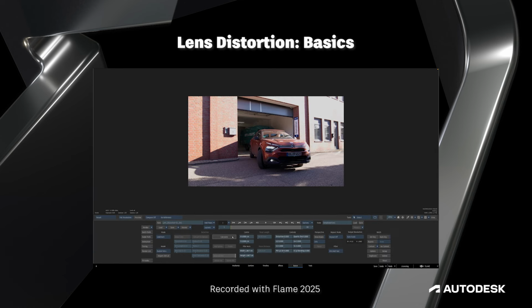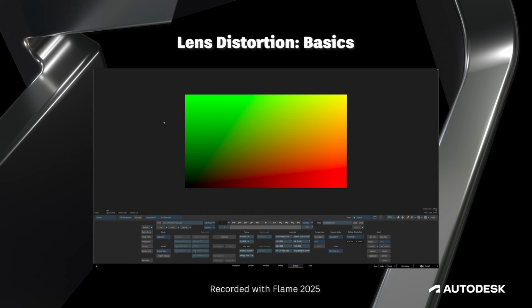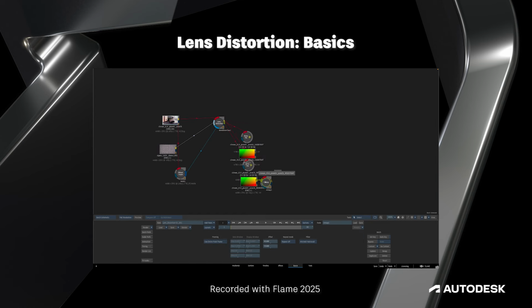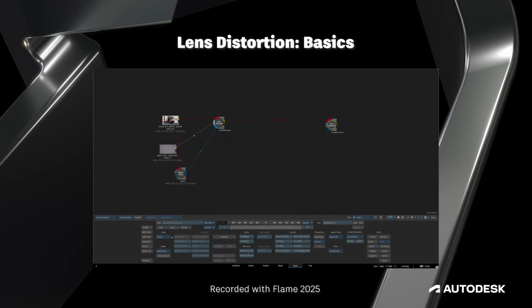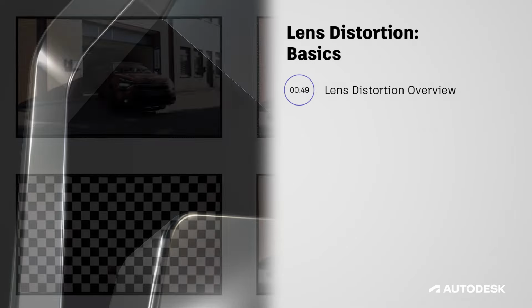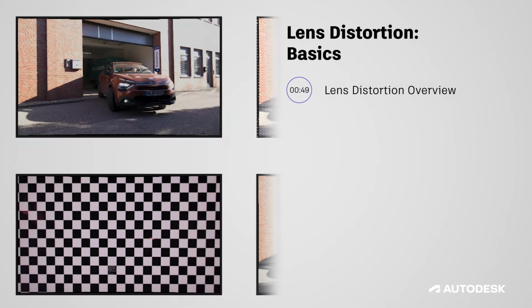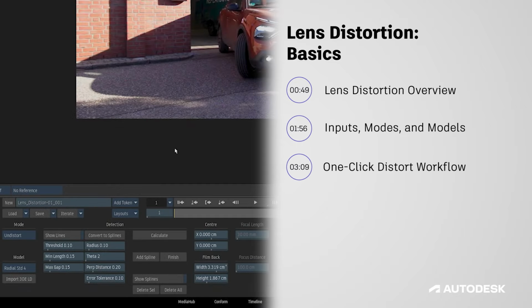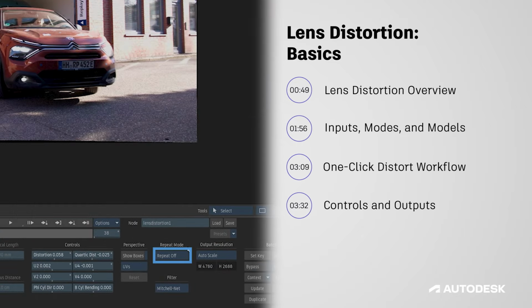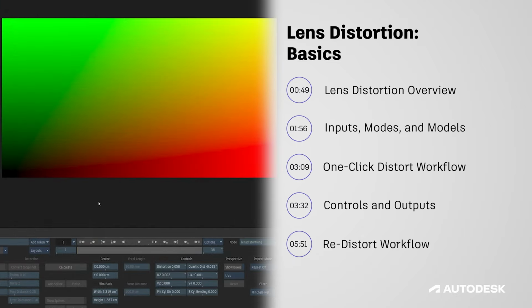Compensating for lens distortion is a relatively standard practice in compositing, and with the release of Flame 2025, workflows for handling lens distortion have been significantly expanded, introducing a number of new enhancements to make you faster and more efficient, all without leaving batch. In this first video, I'll be going over the basics of lens distortion, and then jumping into the various inputs, modes, models, and controls within the node, and end with a simple example of how to use the lens distortion node in your next composite.